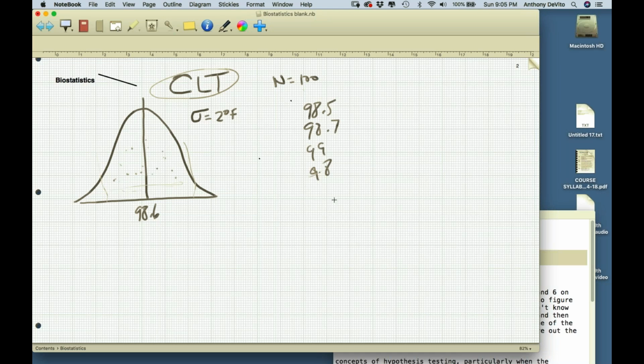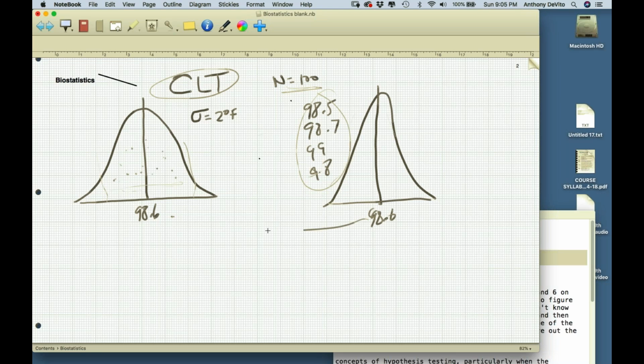If I do that many times, I can create a new distribution of all these sample means of size 100, and that new distribution is going to approximate the mean of the population. Half of them are going to be below, half of them above. It's likely to be normally distributed, and it's going to have the same mean. However, by virtue of the fact that we're averaging 100 numbers, they're not going to be as spread out as the actual temperatures of the people in the population are.